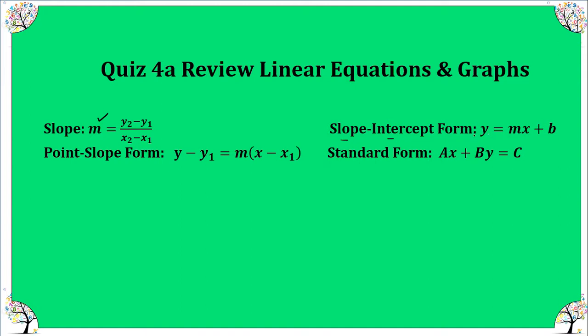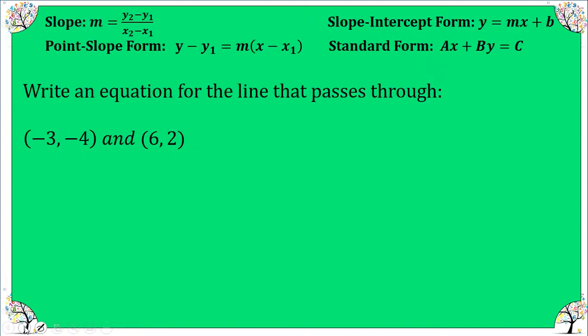If we do not know the y-intercept, we must use point-slope form, and then we can convert it to slope-intercept form. For standard form, remember that your a and your b, the coefficients of x and y, must be integers. They cannot be a fraction or a decimal. And also, some folks prefer to have the leading coefficient, a, to be positive.